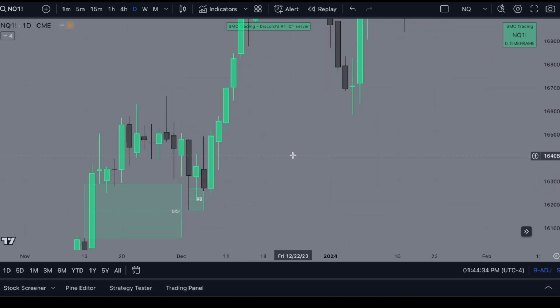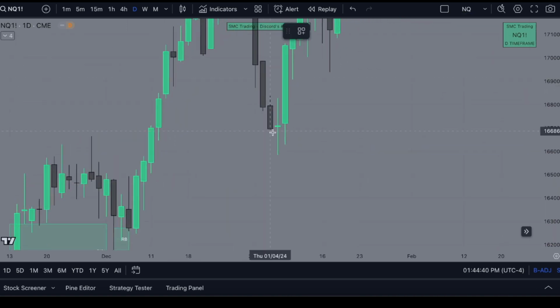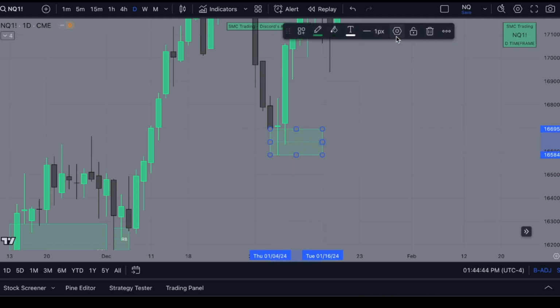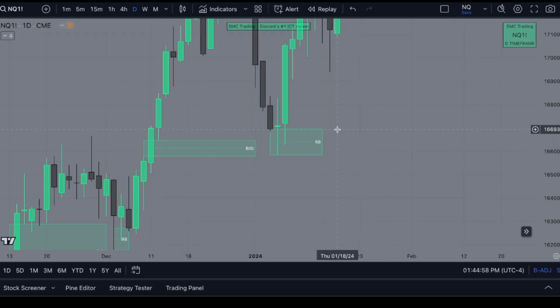So we actually have another example right here. Here is our rejection block, and we were respecting this fair value gap, or BISI. And as we learned, a BISI is just a bullish fair value gap.